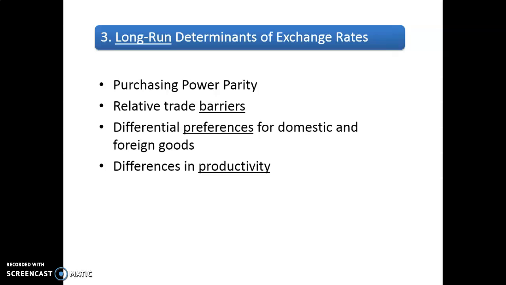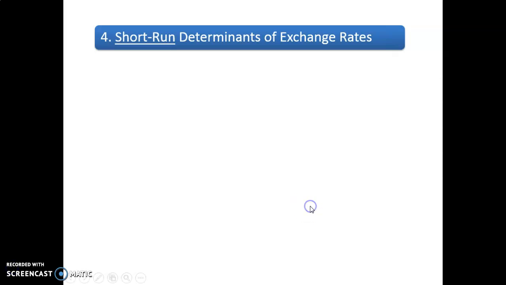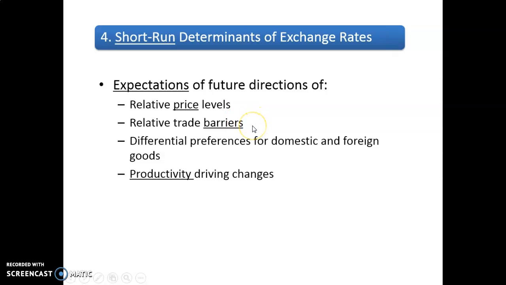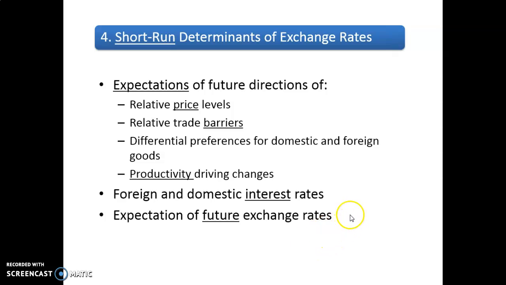Here are some long-run determinants of exchange rates: purchasing power parity, relative trade barriers, differential preferences for domestic and foreign goods, and differences in productivity. And here are some short-run determinants of exchange rates: expectations of future directions of price levels, trade barriers, preferences, and productivity all drive changes. So just forecasts and anticipated expectations of these things can have an effect on exchange rates. And again, that's one of the reasons why exchange rates tend to be very fickle. Additionally, future expectations on what interest rates will be, and even expectations of what future exchange rates will be, can determine exchange rates in the short term.